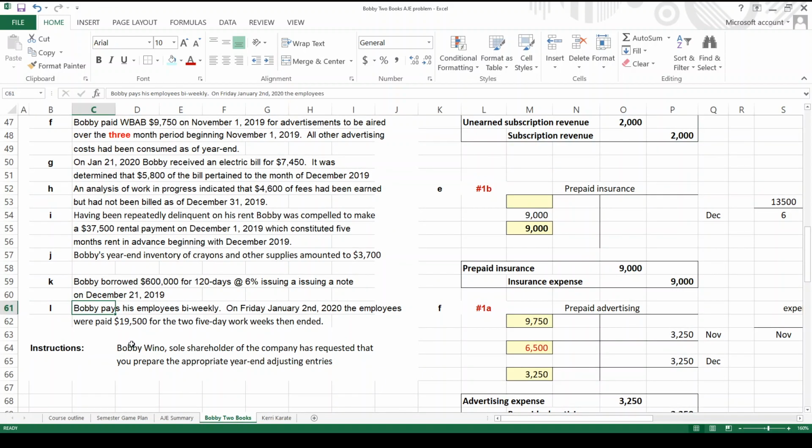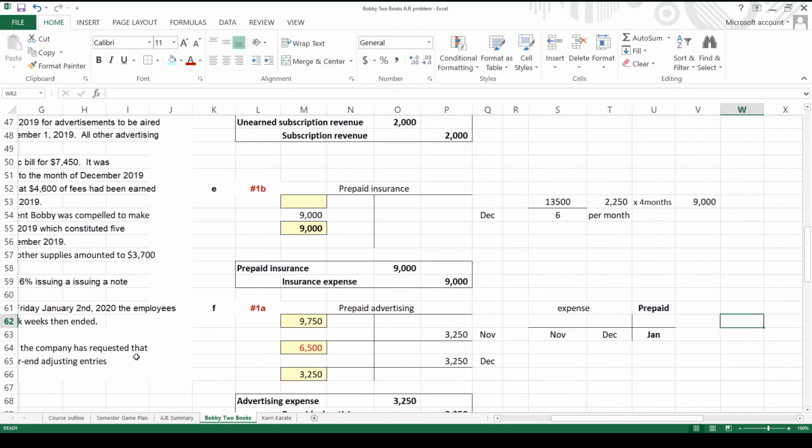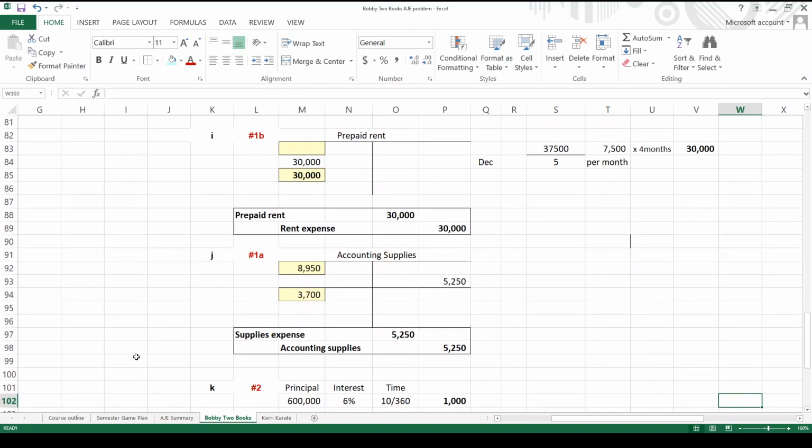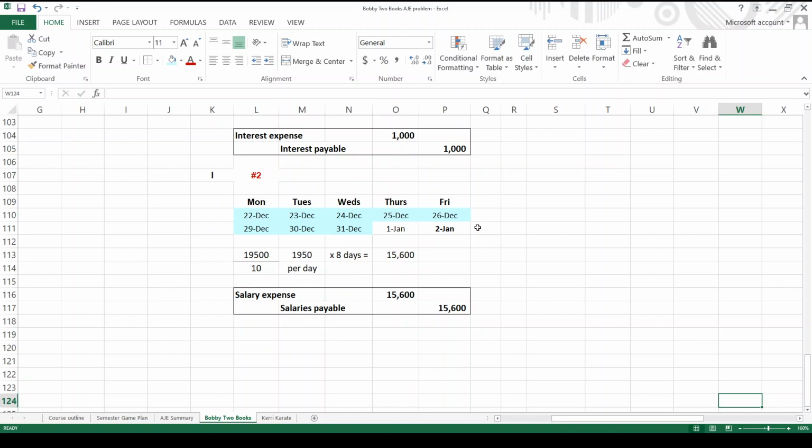Bobby pays his employees bi-weekly, and they get paid on Friday, January 2nd for the 2 5-day work weeks that ended. $19,500. So I made up a little calendar down here. There it is. Okay, so this is when the employees get paid, January 2nd. They get paid what? $19,500 for the 10 days. That's $1,950 a day. At the end of the year, they've already earned, and by the way, you could be doing this at the end of any month, right? So that's not important for now. 8 days they've worked.